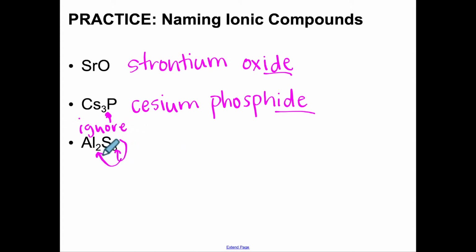Okay, so in this one, aluminum has a 2, but when it's an ionic compound, we ignore that subscript, so it's just going to be aluminum. And again, on your periodic table, it says aluminum. You can write that, or you can just write aluminum. And then S for sulfur. But we changed the ending to "ide," so it would be sulfide.